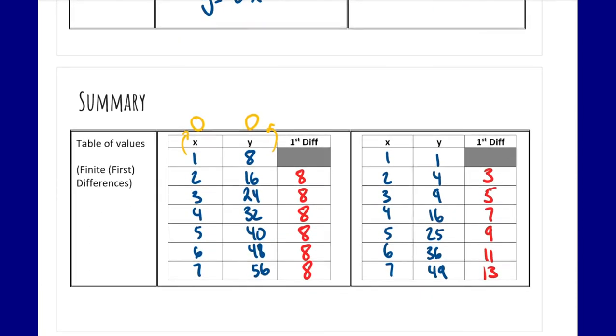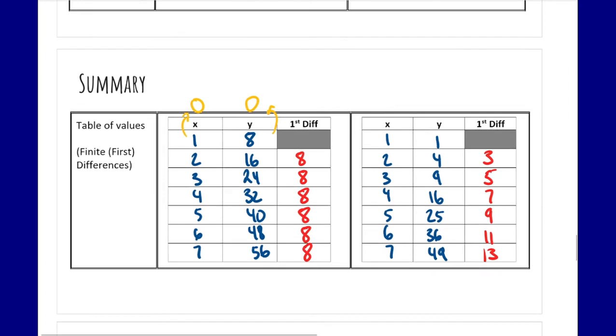Looking at a table of values, we want to check the first differences. We want to see what the change in y is. In the first one, they're all 8. They're all the same. In the second one, they're different. They're not the same. So if we're looking for a linear pattern from a table of values, the first differences, or what the y values change by, should be consistent. When we look at the nonlinear one, the first differences or the change in y is not consistent. It's not the same.